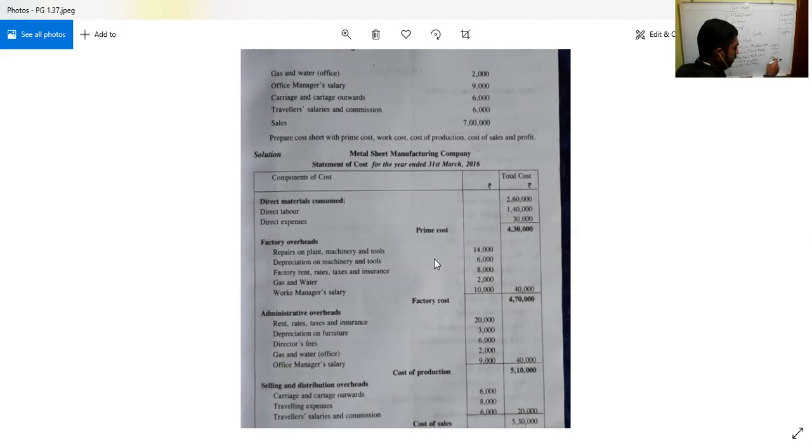So 20, then this is 10, 30 plus 10, 40. This 40,000 you need to add up with the prime cost. So that is the factory overheads, or factory cost, or work cost: 4,70,000. Then you need to add the administration overhead.